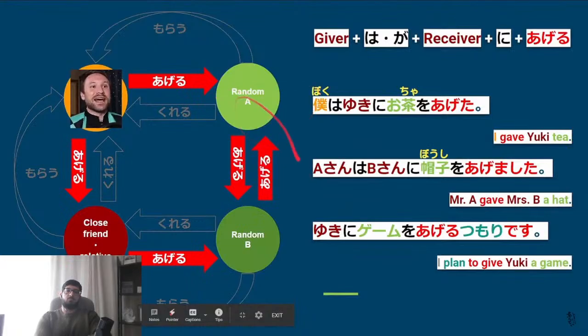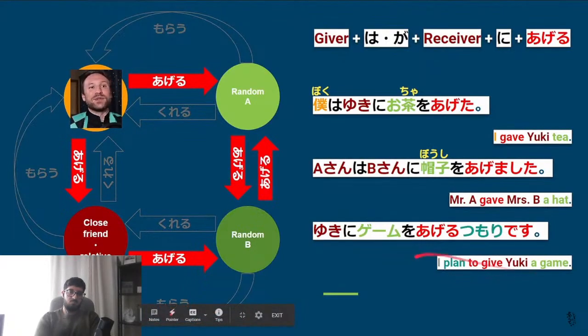Here we've got A-san wa B-san ni boshi wo agemashita. So Mr. A gave B a hat. So that went this way. A-san wa B-san ni boshi wo agemashita. Mr. A gave Mr. B or Mrs. B a hat. Next sentence is Yuki ni game wo ageru tsumori desu.